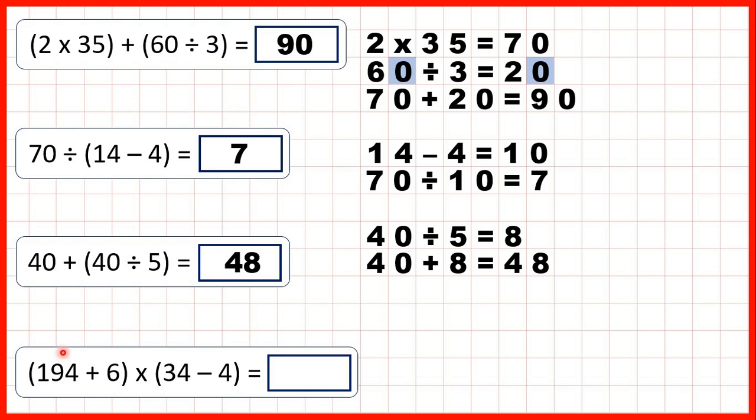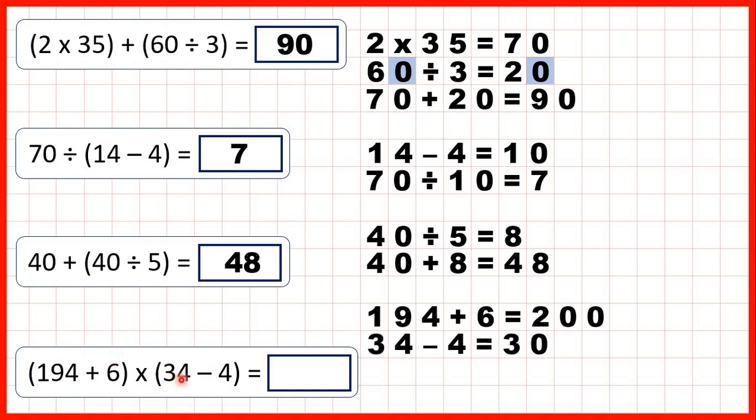Finally, we have 194 plus 6 in brackets, and we need to multiply that by 34 minus 4 in brackets. Now 194 plus 6 is 200, and 34 minus 4 is 30. So now that we've found our brackets, we can work out 200 times 30.